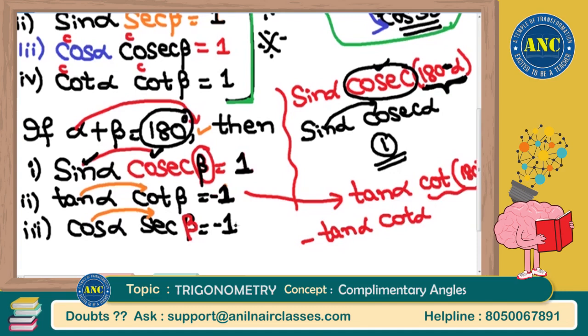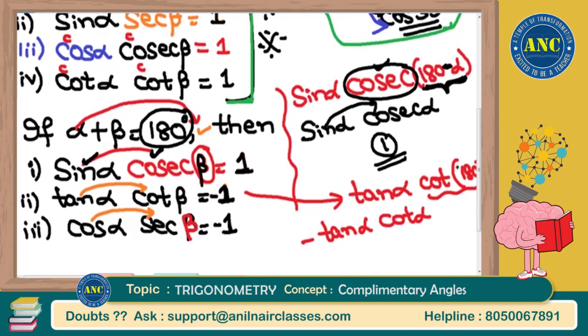So it is cos alpha into secant of 180 minus alpha. Secant of 180 minus alpha is again a negative value because only sin and cosecant are positive, which is nothing but what I wrote in my first conclusion.